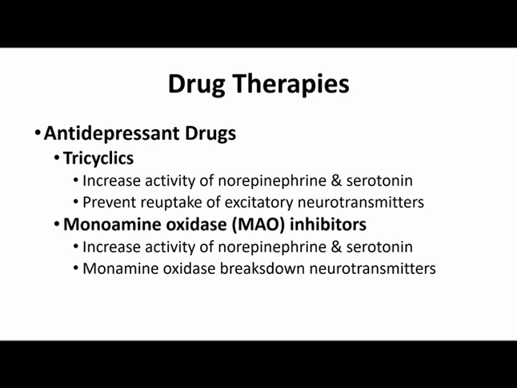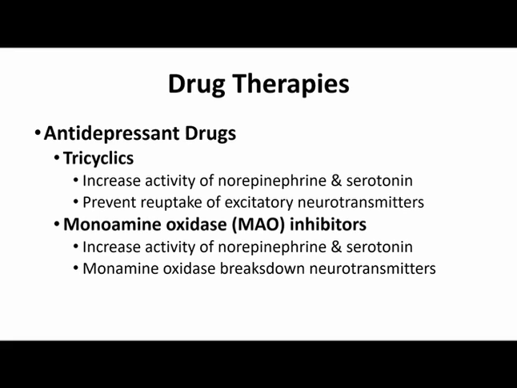But enough about anti-anxiety drugs. We're actually here for antidepressant drugs. And so we're going to talk about 3 categories of antidepressant drugs: tricyclics, the monoamine oxidase inhibitors, or MAO inhibitors, and then selective serotonin reuptake inhibitors, SSRIs. So let's start with our tricyclics.